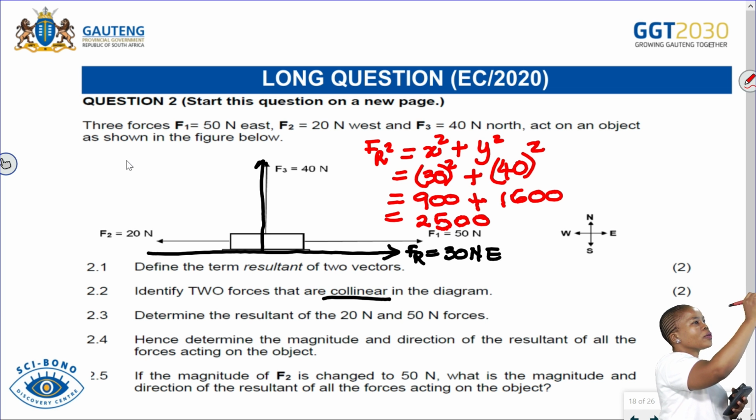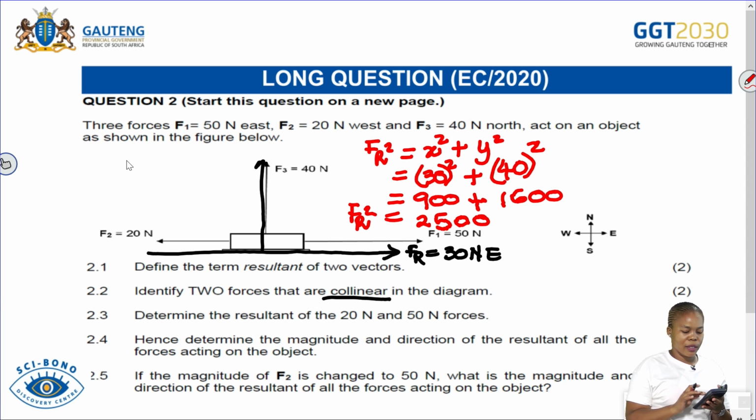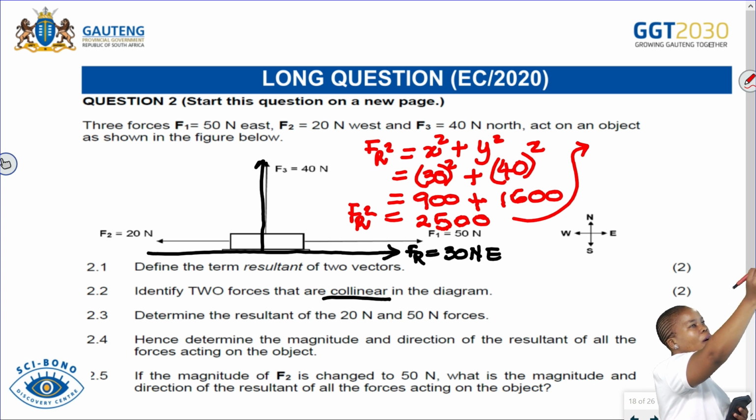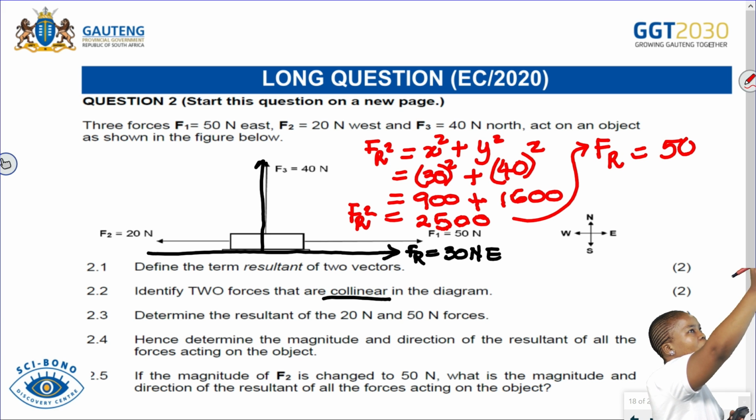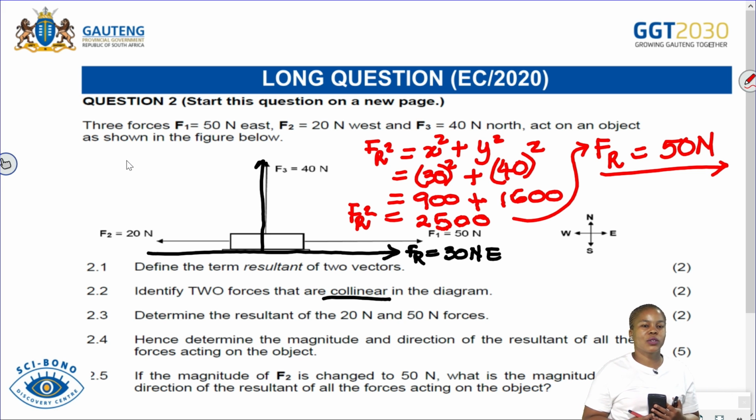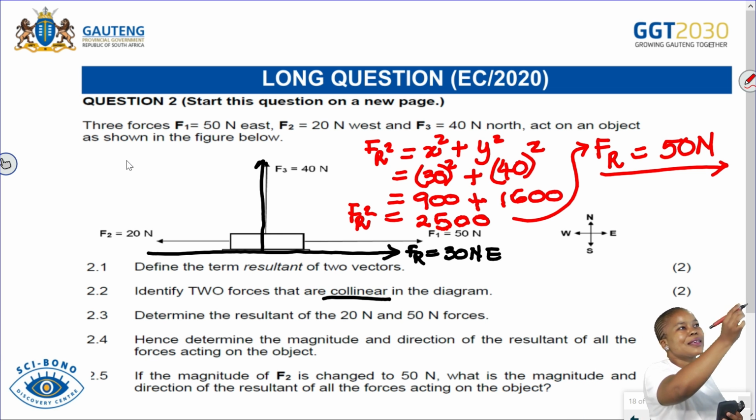Remember, you're still not done, because FR squared is what you are trying to find out. The square root of 2500 is going to give you 50. Therefore our FR, not FR squared, is 50 newtons. Remember, the question says: hence determine the magnitude and direction of the resultant. For now, what we have found is the magnitude.